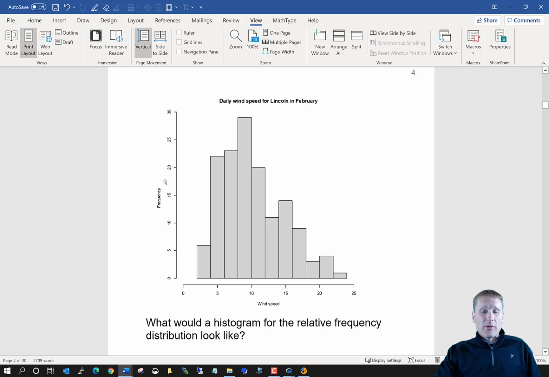The only difference would be the y-axis would change. So now we would have, let's say, 30 divided by 142, 25 divided by 142, and so on, and we would put relative frequency as a label on the y-axis. So it will look exactly the same.